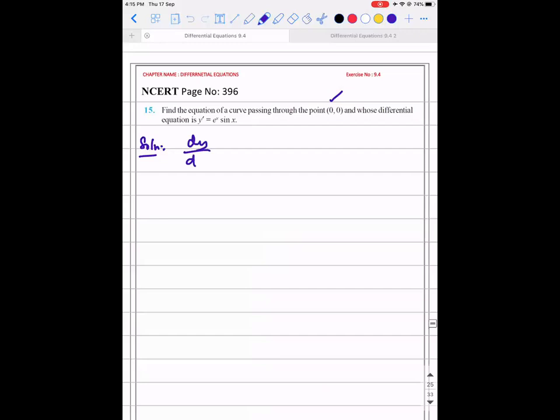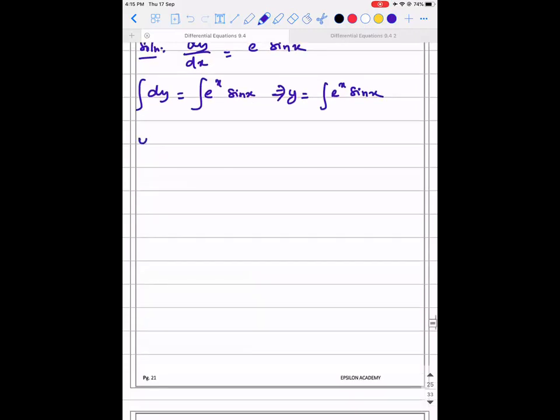So dy by dx is equal to e power x sin x. So dy will be equal to e power x sin x, and integrating on both the sides we get y is equal to integral of e power x sin x. Tell me what is the answer for this.